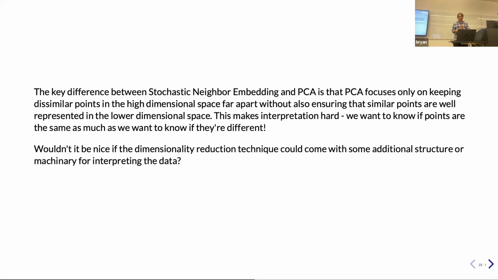Okay, so PCA is really focusing on keeping dissimilar points in the high dimensional space far apart, but it doesn't do anything to ensure that similar points are well represented in the lower dimensional space, right? It's maximizing the variance, it's not minimizing the variance, right? So you're making a choice about, I care about things that are well separated more than I care about things that are closely separated. So this makes PCA a little bit hard to interpret, and you shouldn't ever over-interpret what the principal components are. The goal of stochastic neighbor embedding techniques is to give you a dimensionality reduction technique that has a little bit of additional structure or machinery built in.